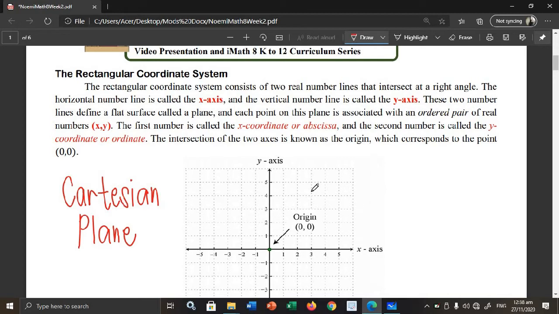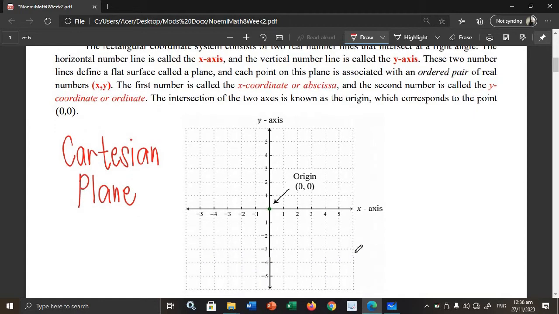So the horizontal line is called the x-axis. As you can see here in the illustration, it is already labeled, no? The horizontal line is the x-axis and the vertical line is called the y-axis. These two number lines define a flat surface called a plane. That is why it is also called a Cartesian plane. And why is it called Cartesian? We will talk about that later.